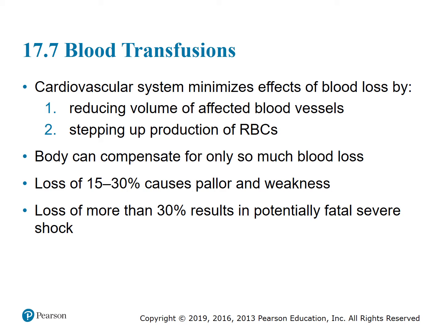Section 17.7, blood transfusions. The cardiovascular system minimizes the effects of blood loss by one, reducing volume of affected blood vessels, and two, by stepping up production of red blood cells. The body can compensate for only so much blood loss. A loss of 15 to 30% causes pallor and weakness. Loss of more than 30% results in potentially fatal severe shock.